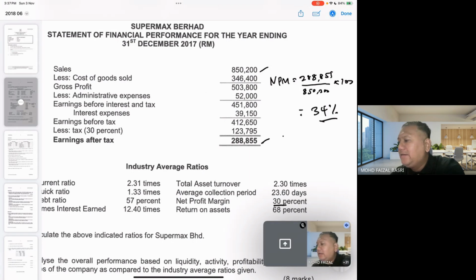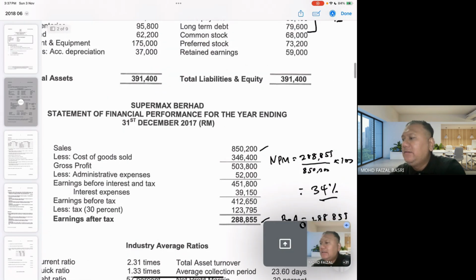Kalau tengok ROA sama lah. Return juga. We're gonna use 288.855 juga. And the so-called total asset dia kat atas 391,400.